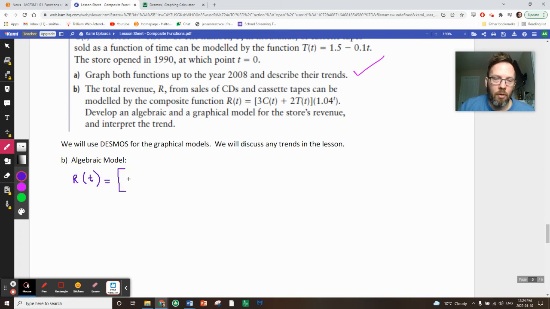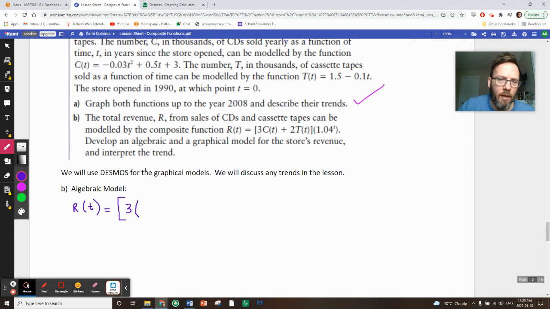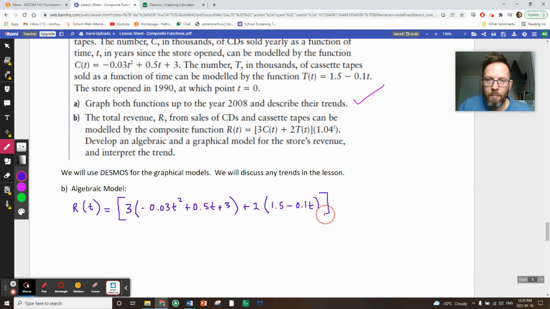R at t is equal to, okay, so 3 times the CD function, which is negative 0.03t squared plus 0.5t plus 3, plus 2 times the tape function, which was 1.5 minus 0.1 times t, and then times 1.04 to the power of t on the outside. And maybe as we simplify this, you can have a little think on why we would have that 1.04 to the power of t on the outside.